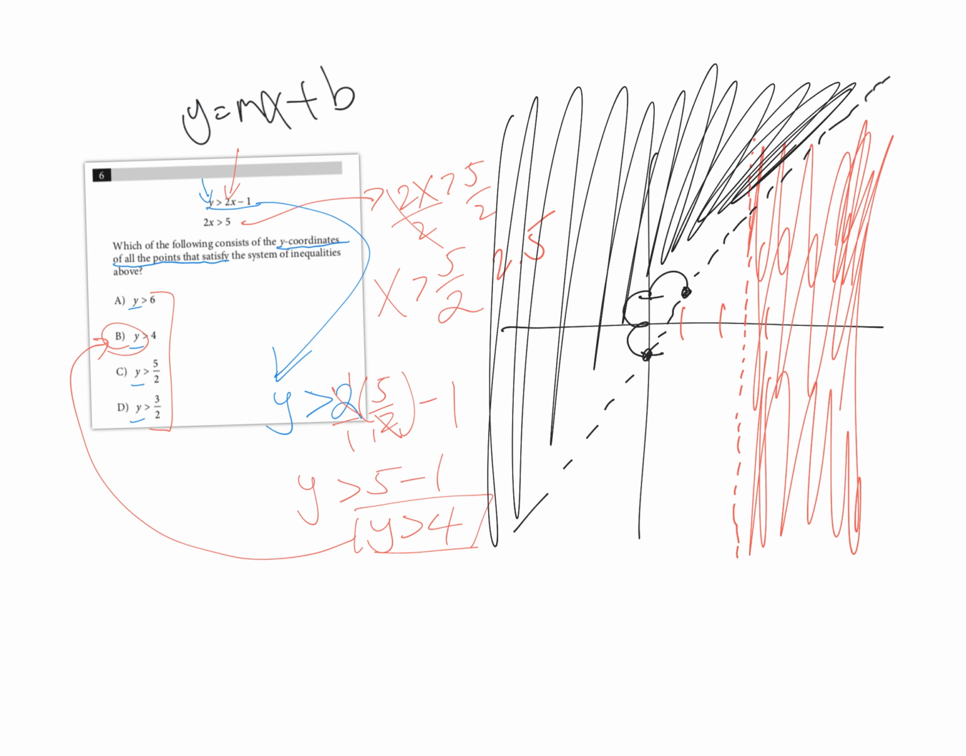So now we've got to look at the rest of the problem. The question is asking us which of the following consists of the y coordinates of all the points that satisfy the system of inequalities. So we need to ask ourselves, what's the y value of this part right here where both of the graphs exist and are both shaded in. Just to make that a little more obvious, I'm going to color it in blue.